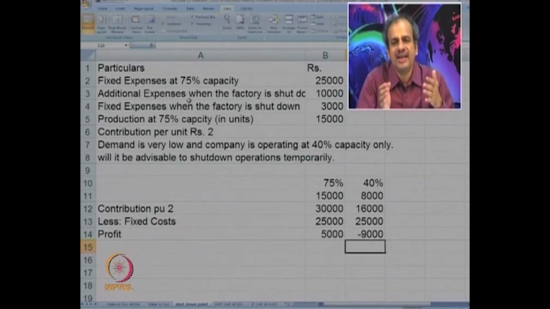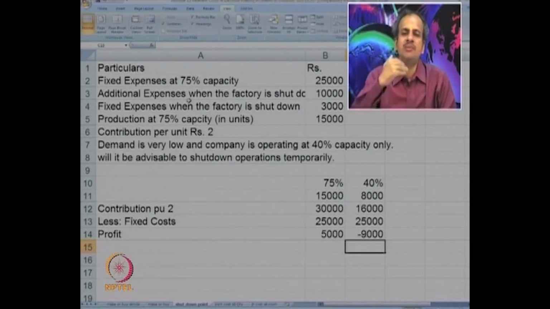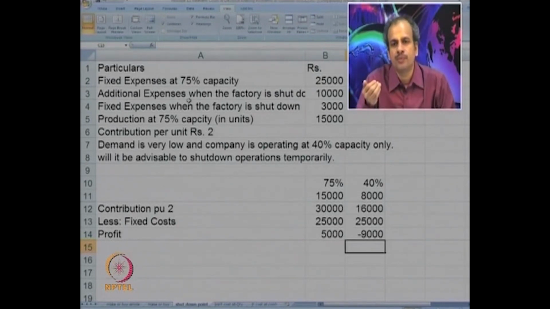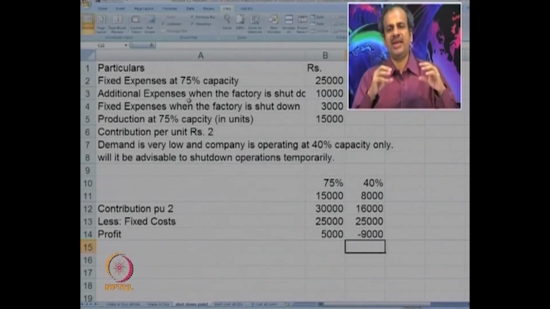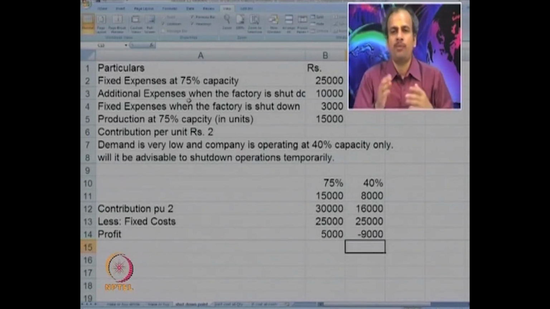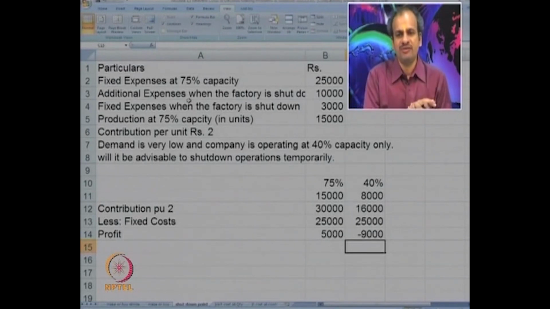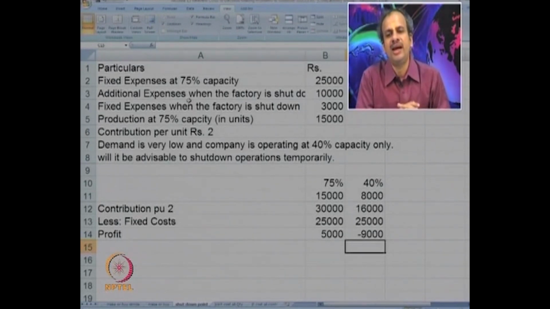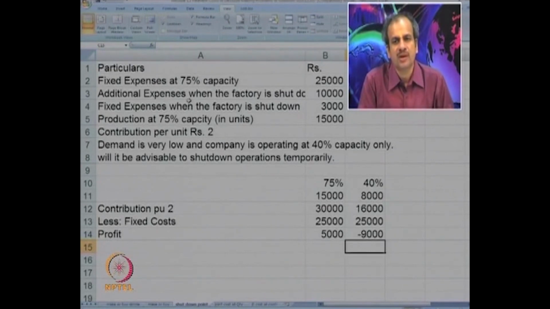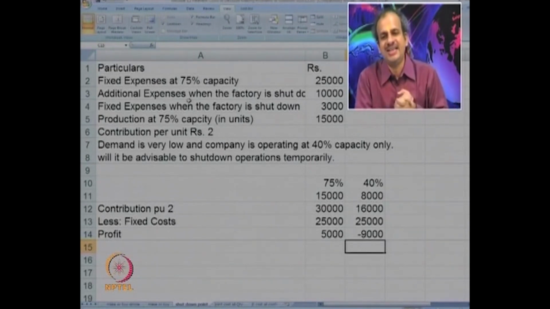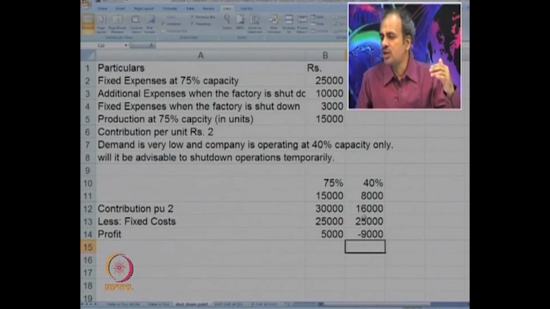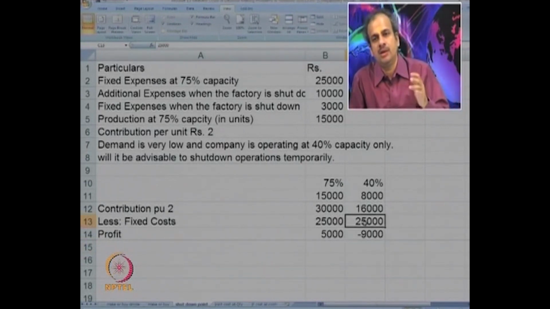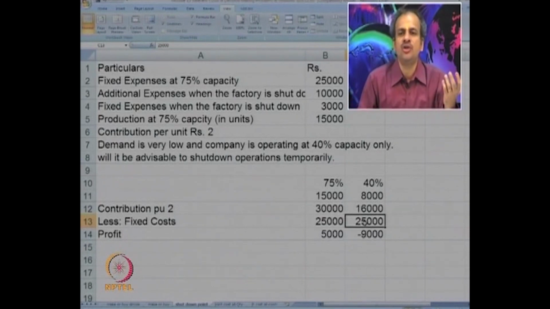Now it is looking like it is almost impossible to increase the level of activity to a level of taking the plant to profit. So if we operate at 30%, 40% or even 50%, we are likely to be at a loss always, right? So one option company has is, instead of running the plant, temporarily close it down, which will bring down the fixed cost from 25 to 3. But there will be additional fixed cost to the tune of 10. So how will you decide?